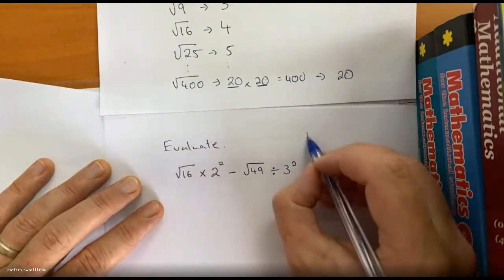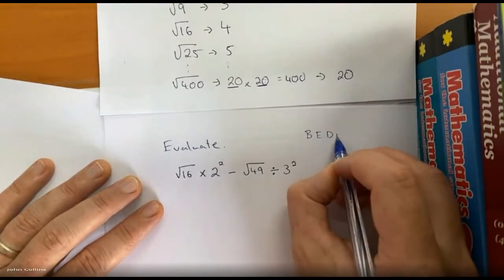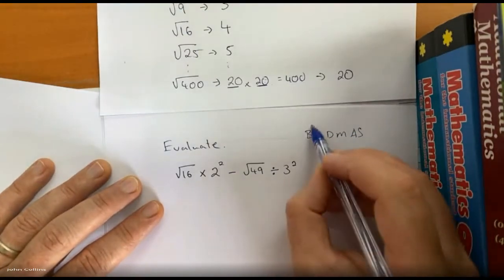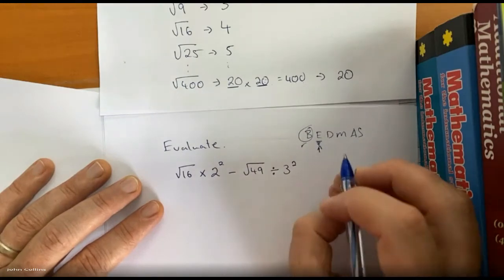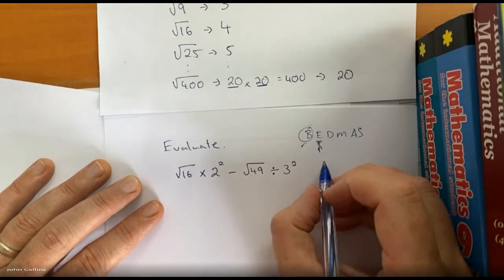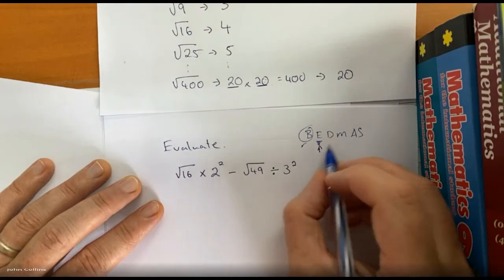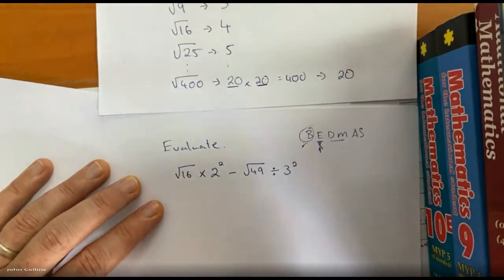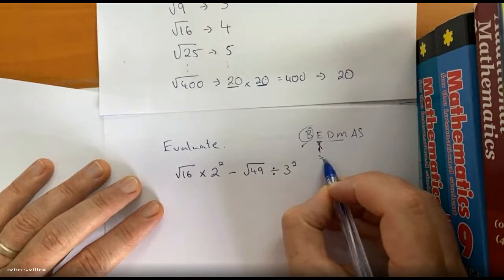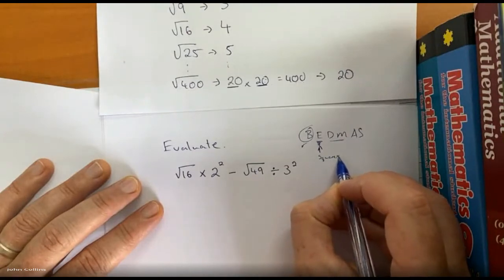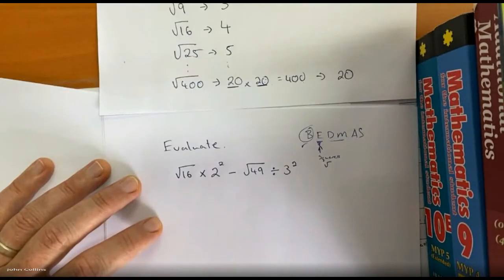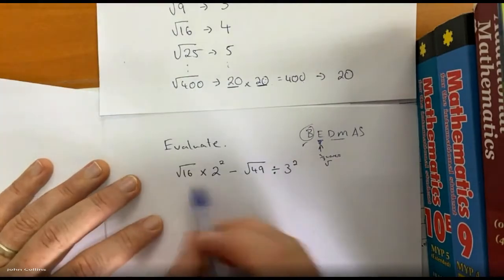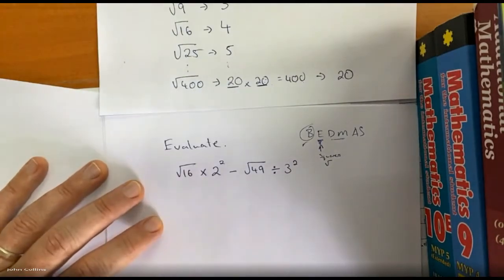And remember, with order of operations, BEDMAS, any brackets we deal with first. And now squares and square roots are part of the E, the exponents. So you've got to deal with them first before you do any division and multiplication. So this is where squares and square roots land in the E of BEDMAS. So we've got to do that first if we have a question like that.